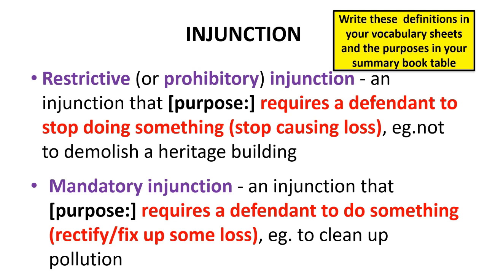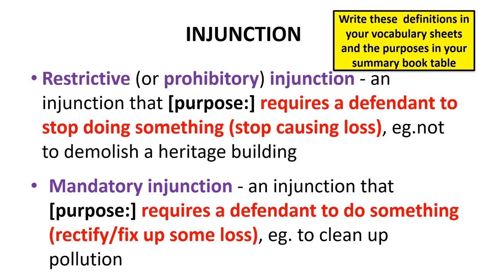An example of where a mandatory injunction would be appropriate is where a factory is polluting a river by pouring chemicals into it, and these chemicals flow downstream and contaminate the water that is drunk by a farmer's cows. In such a case, the farmer might be able to persuade a court to grant a mandatory injunction, that is, an injunction that requires the factory to clean up the pollution in the river.